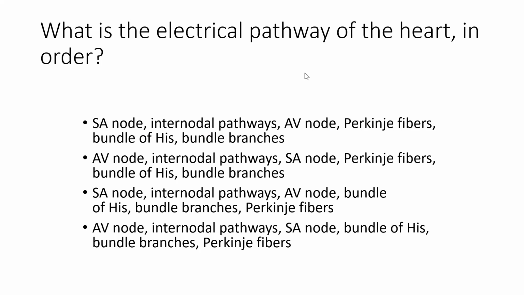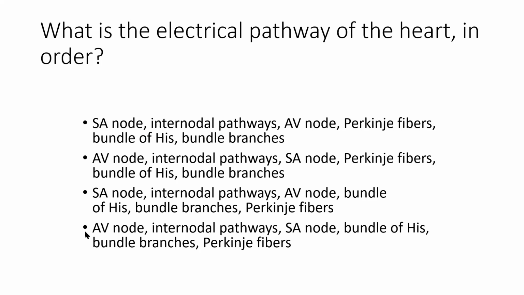What is the electrical pathway of the heart in order? We start out with the SA node, and so we can quickly eliminate B and D. So we look at A first. SA node, internodal pathways, AV node, Purkinje fibers. We know that the Purkinje fibers are the final conductive fibers to receive the electrical signal, and they do not receive the signal before the bundle of His or the bundle branches. So that also eliminates A.